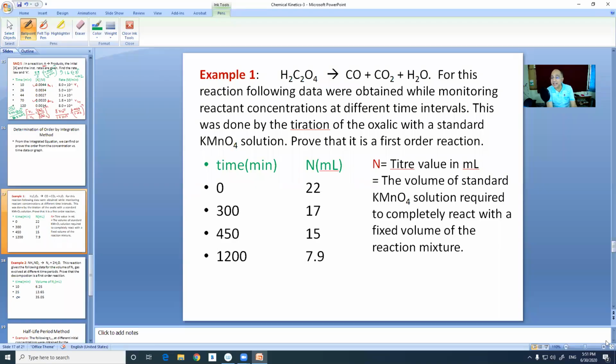Let us take this example to know how the integrated law is used. Oxalic acid decomposes to give you carbon monoxide, carbon dioxide, water, right? For this reaction, the following data were obtained while monitoring the reactant concentration at different time intervals.